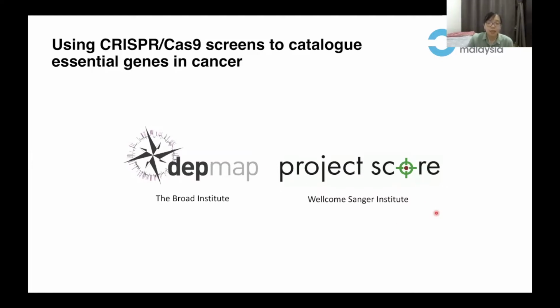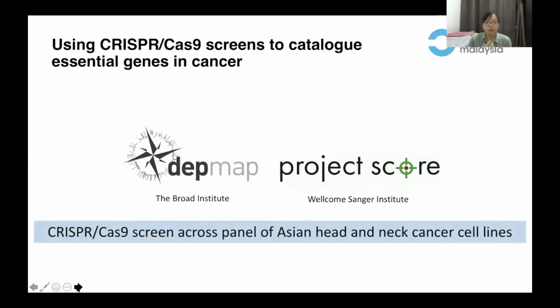Having this technology to characterize the essential genes in cancer, we also applied the same technology in our project, but they did a lot of screening in Caucasian cell lines. So what makes us different is that we do the CRISPR-Cas9 screens across a panel of Asian head and neck cancer cell lines, so that we can know the important genes that are driving the disease in our local and also Asian communities.